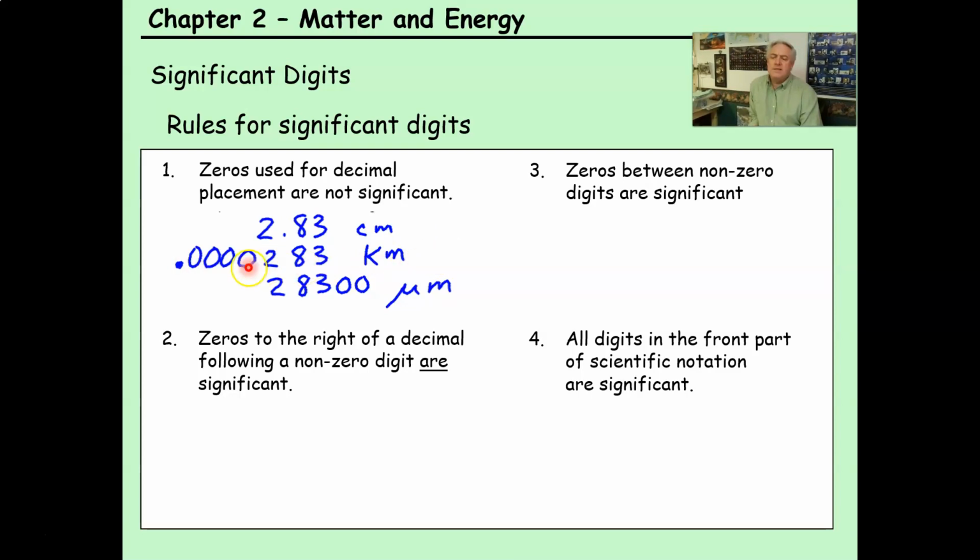So what that means is that those zeros are not significant digits, because the precision is still exactly the same. 2.83 has 3 digits that are significant, and 0.0000283 still only has 3 significant digits. So we say that these zeros are there just for decimal placement.